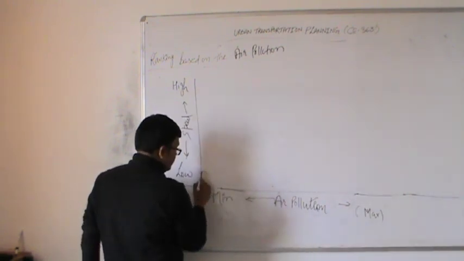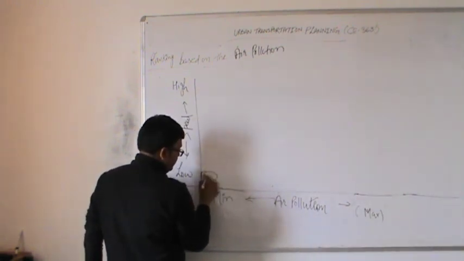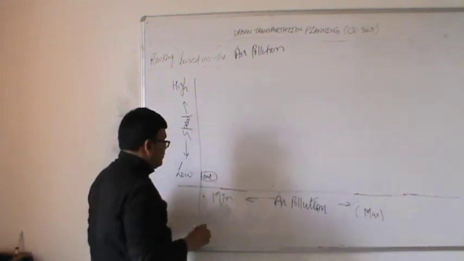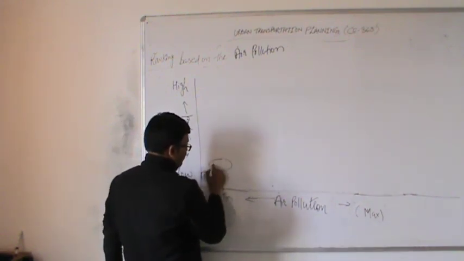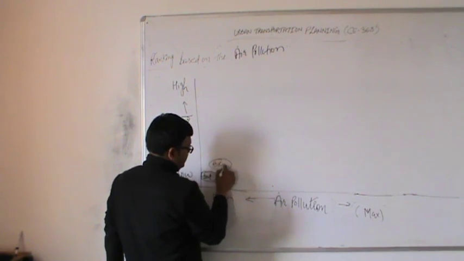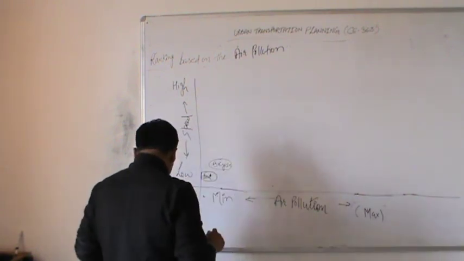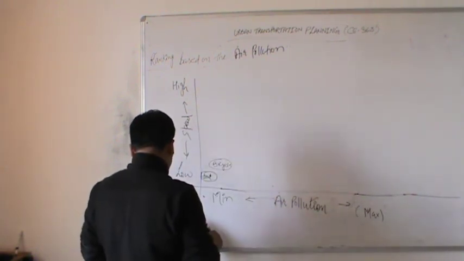So first of all, the first point will be as usual the foot, the speed is less, no air pollution, then the bicycle, then after the bicycle, the next is usually the commuter rail.